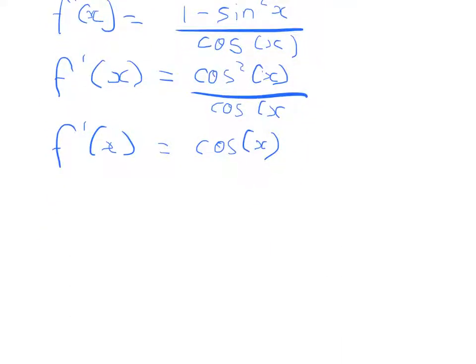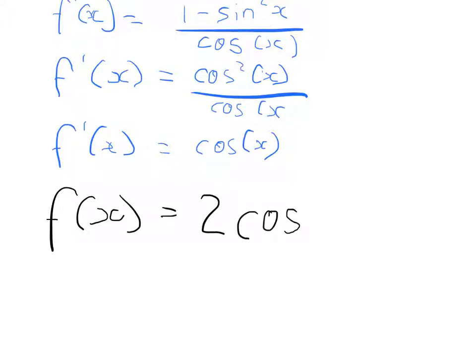Another one would be one like this. Let's do this in black so we can see it. f of x equals 2 cos squared x plus 1.